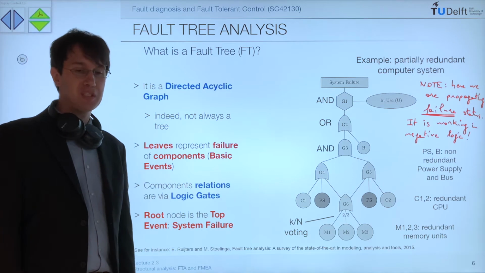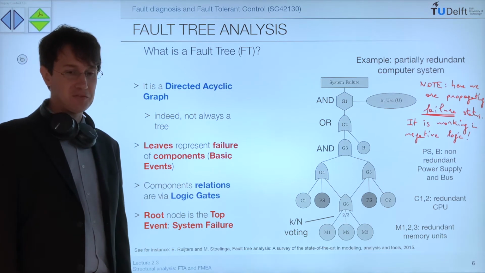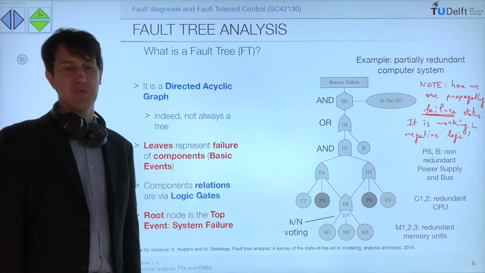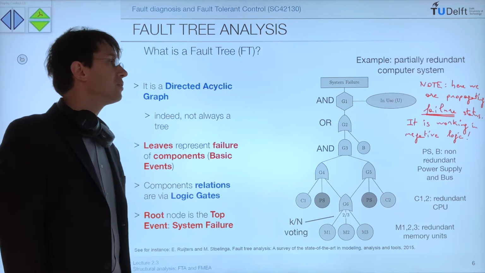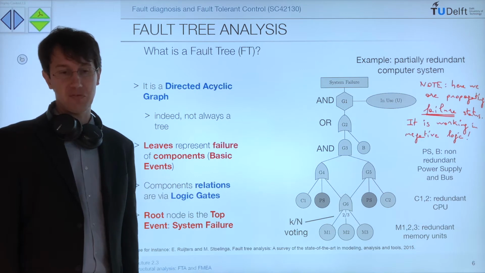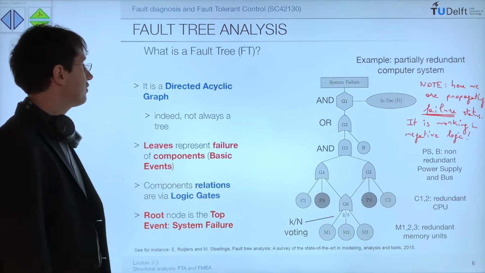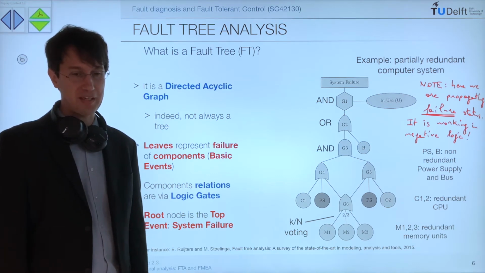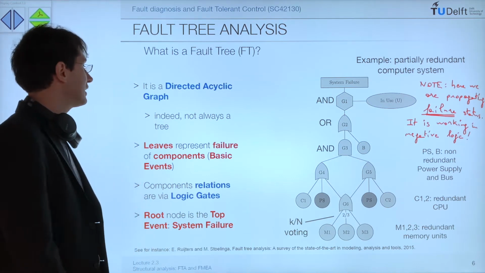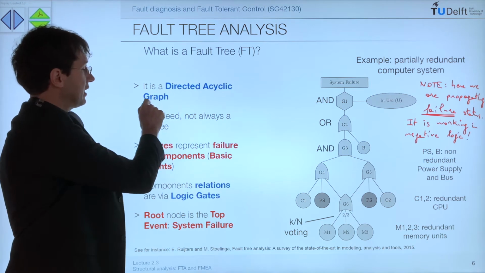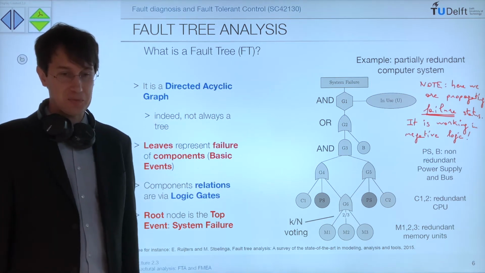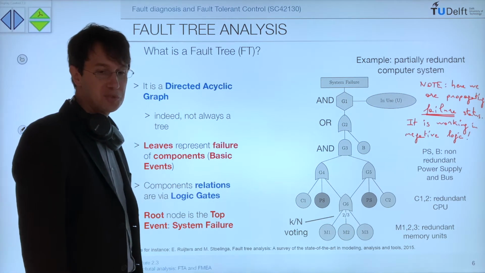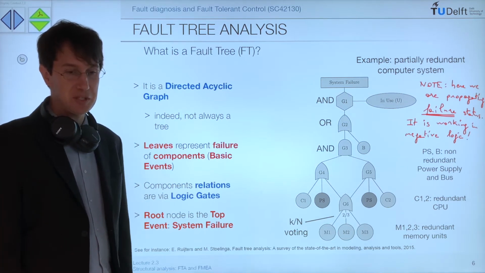So if we want to do this same kind of analysis for a more complex system, we need just a little bit more formalism. And we need to introduce what is called a fault tree. So a fault tree actually is not really a tree from the graph point of view, but it is a directed acyclic graph. So there are no cycles, but it is not true that it is a tree.